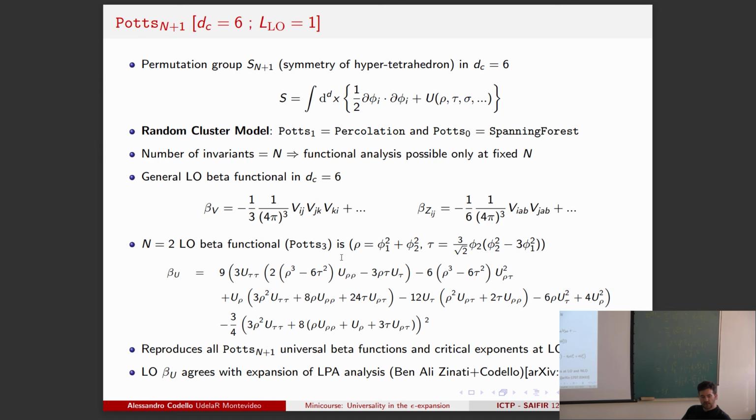Also here we can write down functional expressions. So we have seen that there are 2 invariants, which are this one. So now our functional u will depend on tau and rho, and so our beta functions will become partial differential equations. This could be studied at the level of the partial differential equation or can be used to reproduce the beta functions.